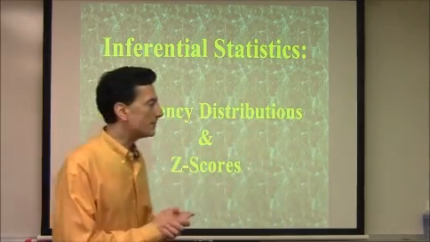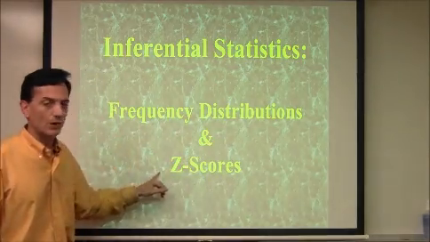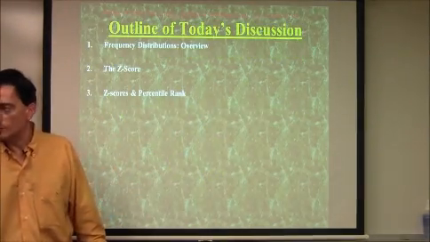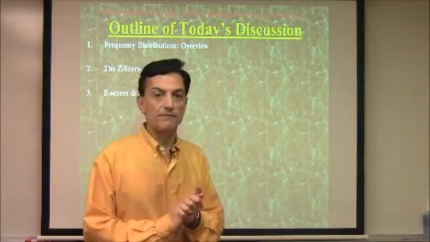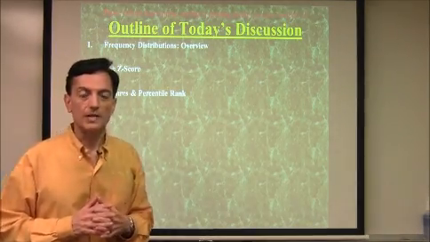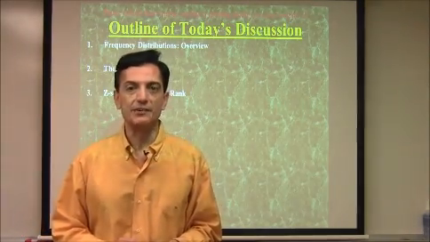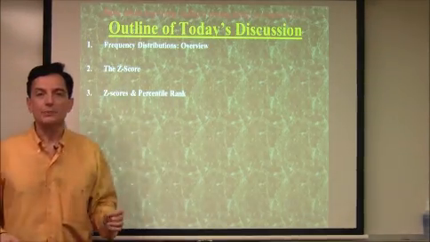To do that, we're going to be relying very heavily on frequency distributions and also on z-scores. And we'll do them in that sequence. Frequency distributions first, we'll give you an overview of those, and there will be some review along the way. And then we'll talk about the new concept of a z-score, which, as you will see, is very much like a standard deviation.